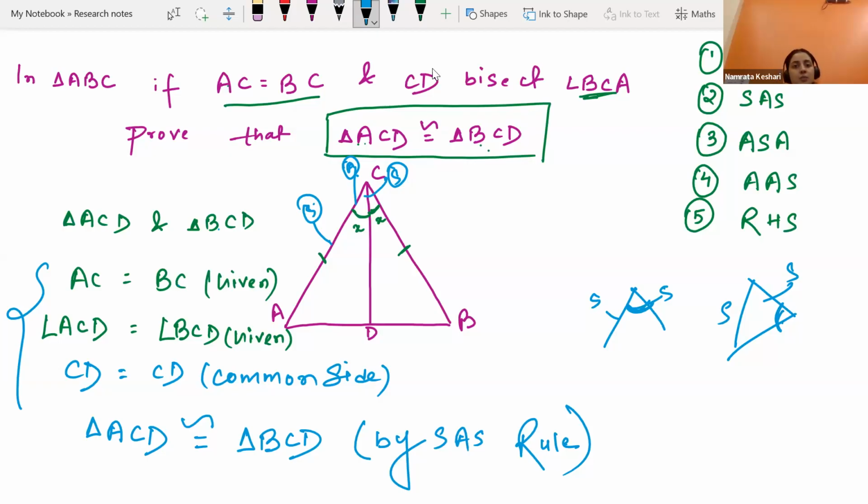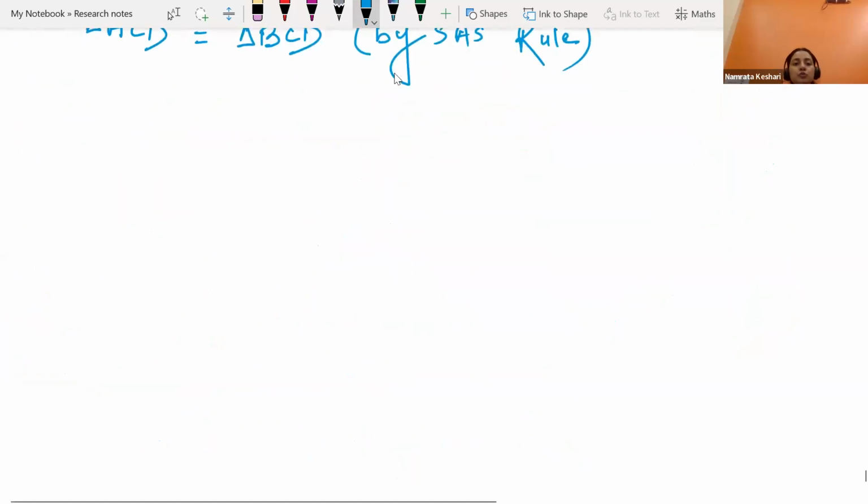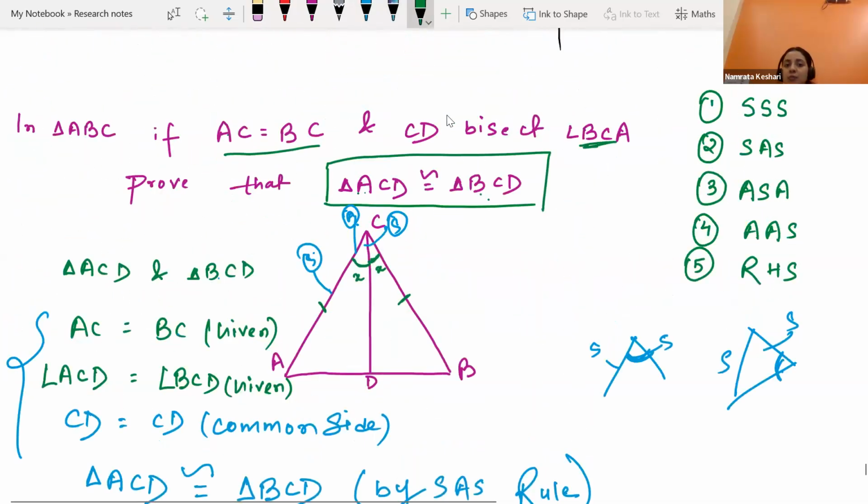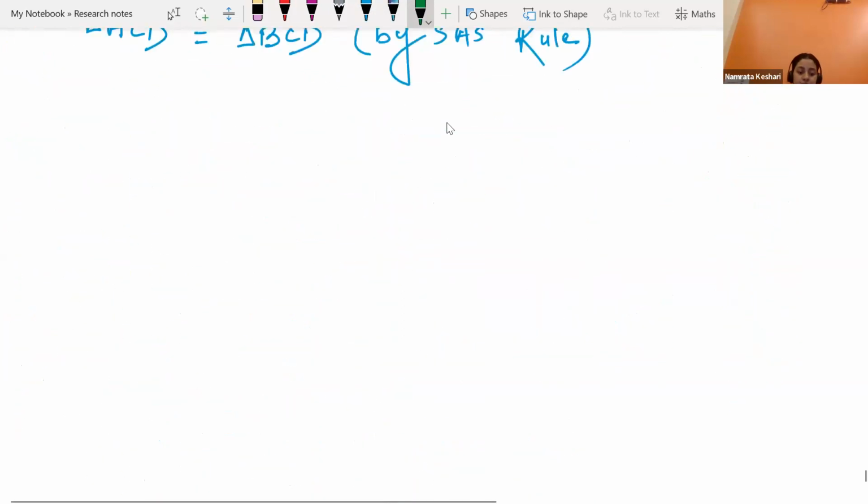Otherwise it's very simple. Okay, let's do a few more questions. I'm telling you, whenever you see this type of question, prove that this triangle and that triangle are congruent, please attempt it first. And I'm telling you, you will be able to do it. Let me take a few more questions.